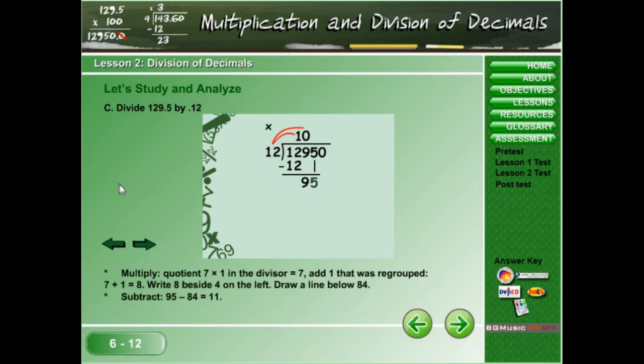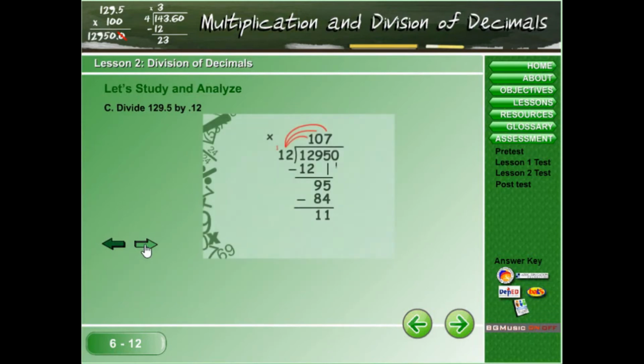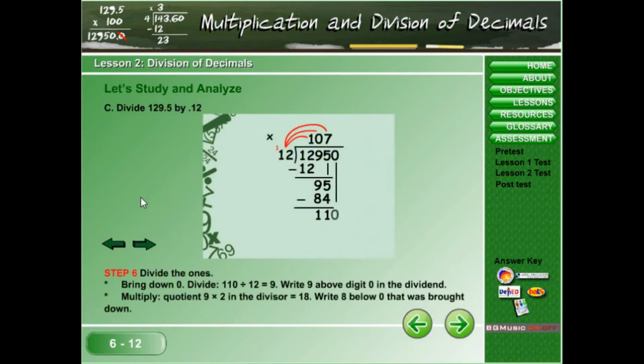Multiply. Quotient 7 times 1 in the divisor equals 7. Add 1 that was regrouped. 7 plus 1 equals 8. Write 8 beside 4 on the left. Draw a line below 84. Subtract. 95 minus 84 equals 11. Step 6. Divide the ones. Bring down 0. Divide 110 divided by 12 equals 9.